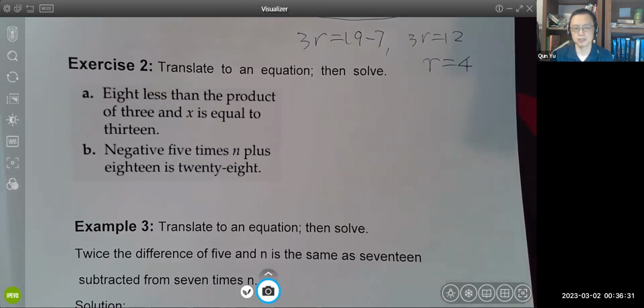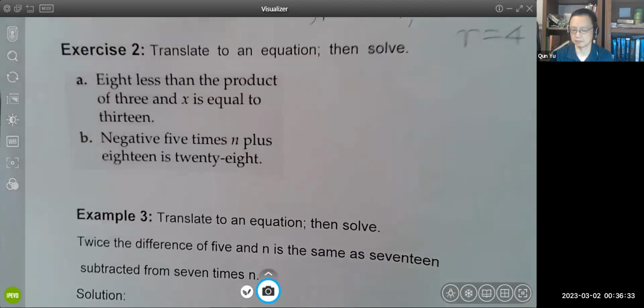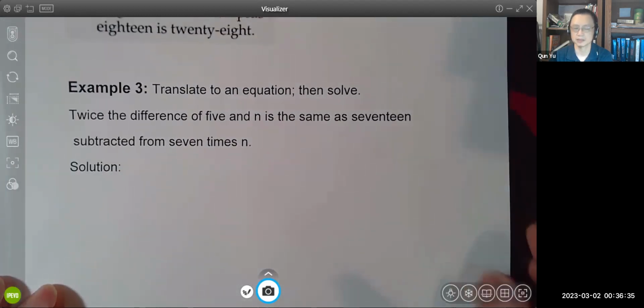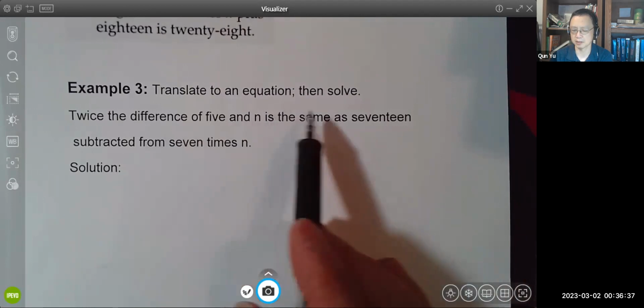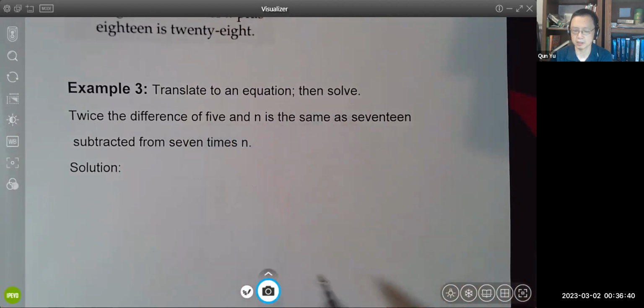Now, move on to our example 3. Notice that the description is getting longer, right? Gradually. Translate to an equation, then solve. Twice the difference of 5 and n is the same as 17 subtracted from 7 times n.